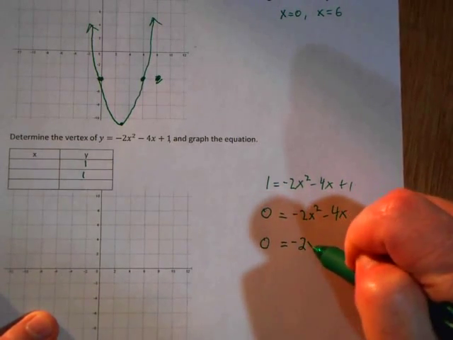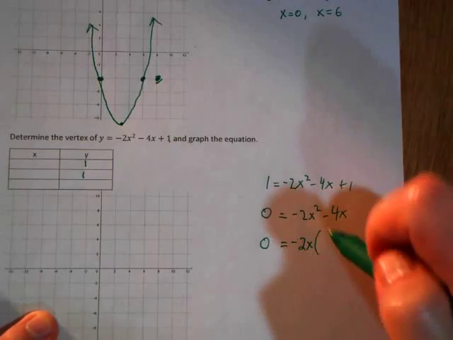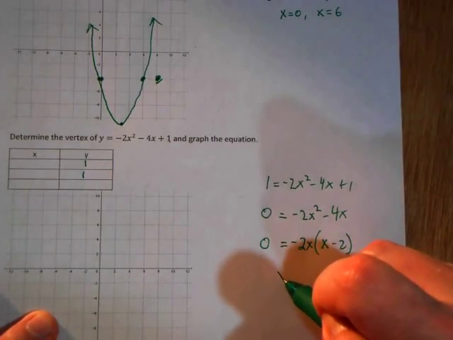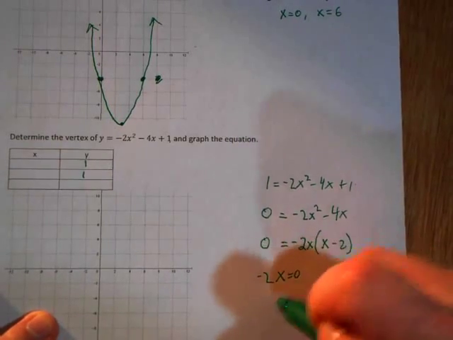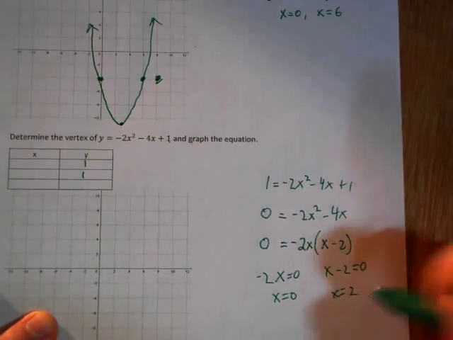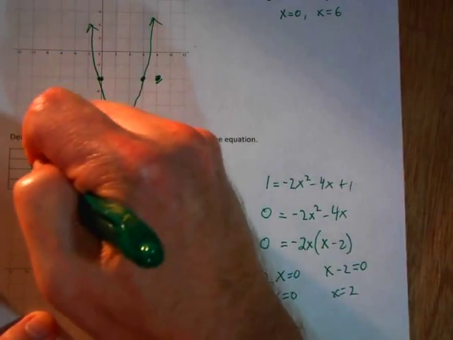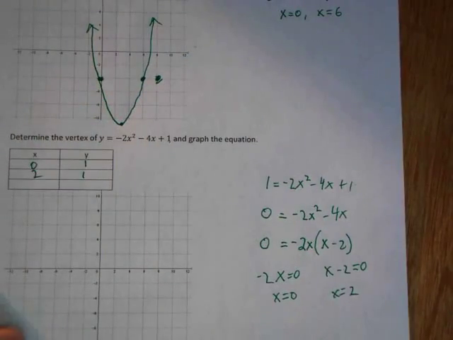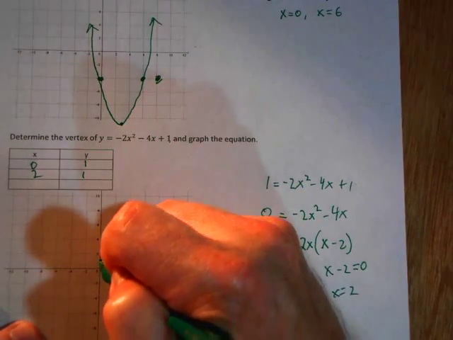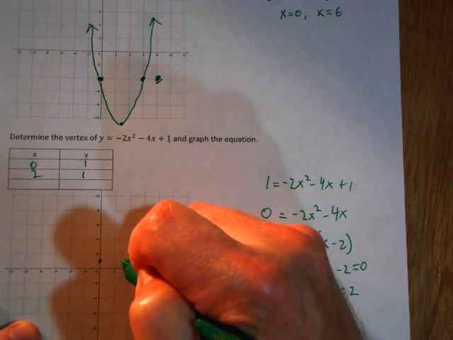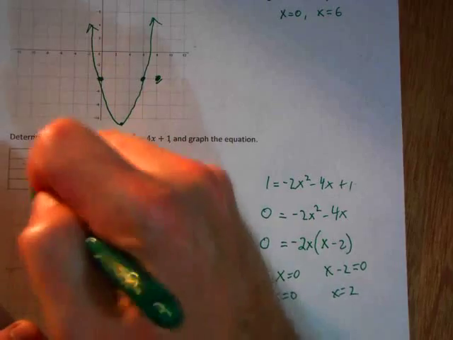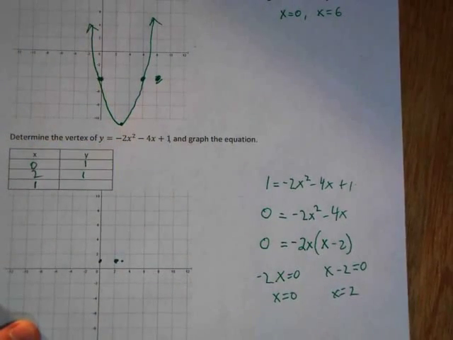I take out a negative 2x. Left over is x minus 2, which means I'm going to get negative 2x equals 0, which means x is 0. X minus 2 is 0, which means x is 2. So I get 0 and 2. That gives me 2 points at the same height. 0, 1, 2, 1. Which means my vertex has to be halfway in between. My vertex has to happen at x equals 1.